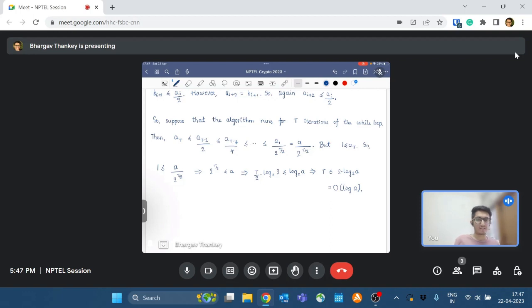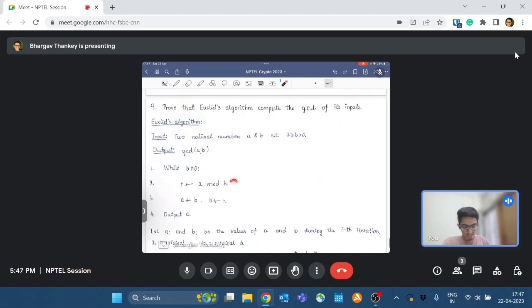Yeah, so this is a better upper bound on the running time of Euclid's algorithm. So we have shown that we require at most order log a many iterations. And if you go back to the algorithm, each iteration, the computation takes constant time, right? So the overall running time of Euclid's algorithm is also order log a. Yeah, so it's very efficient.